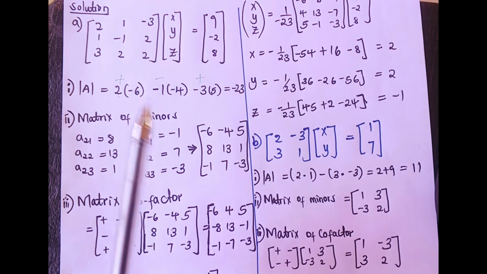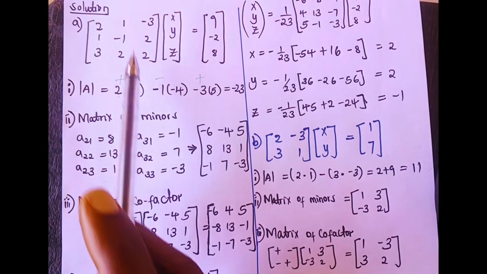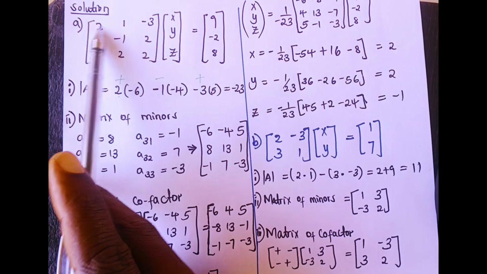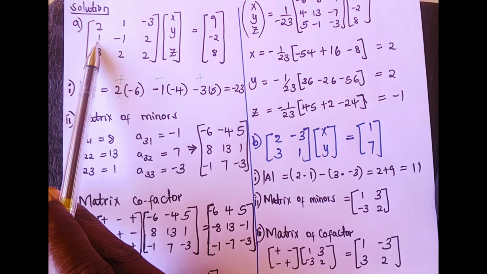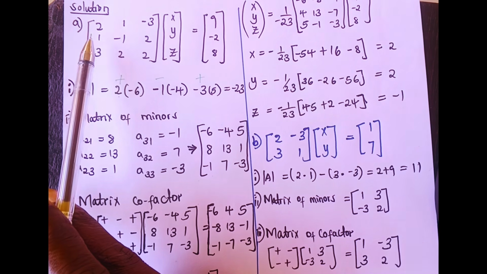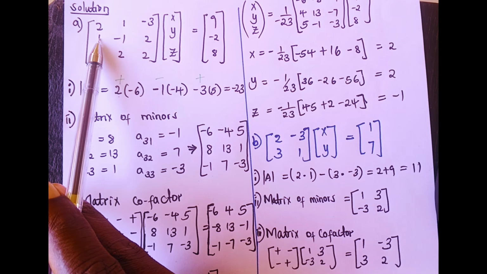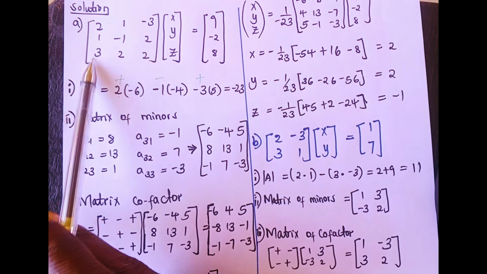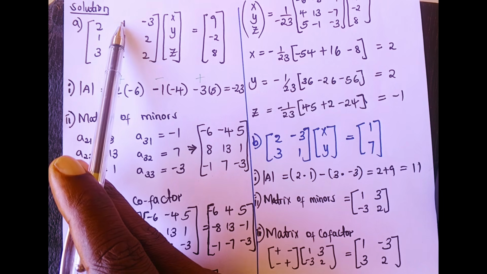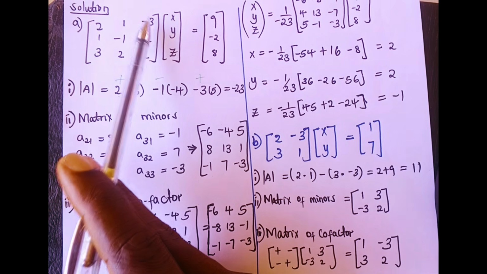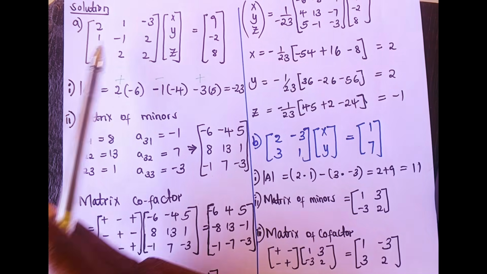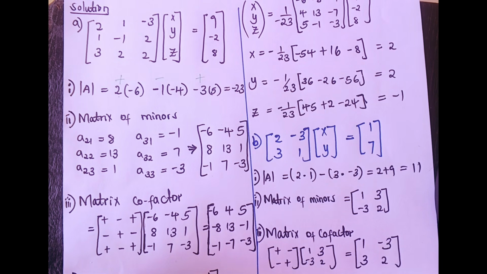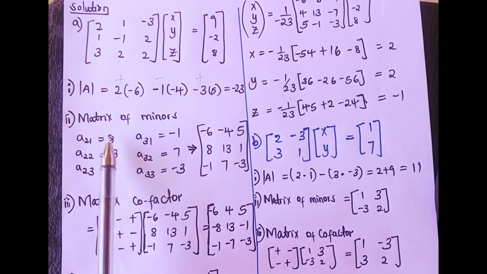For the matrix of minor, we already found the minors of the first row, so here we are only going to start from the second row. For the first element, we ignore the row and the column. So it's 2 by 1, which is 2, and 2 by 3, which is negative 3, so it's negative 6. So it's 2 minus negative 6, which will be positive 8.